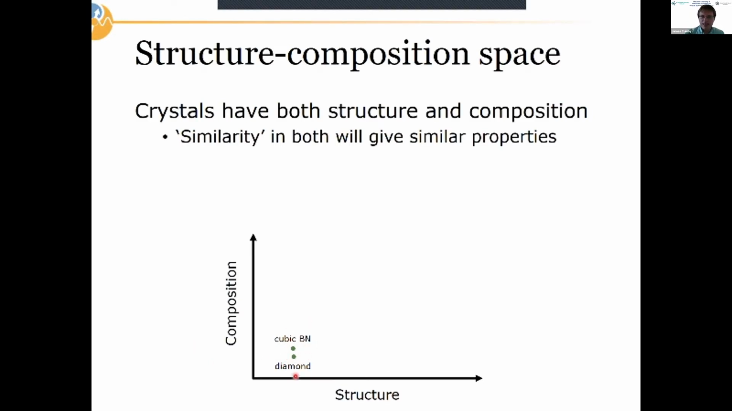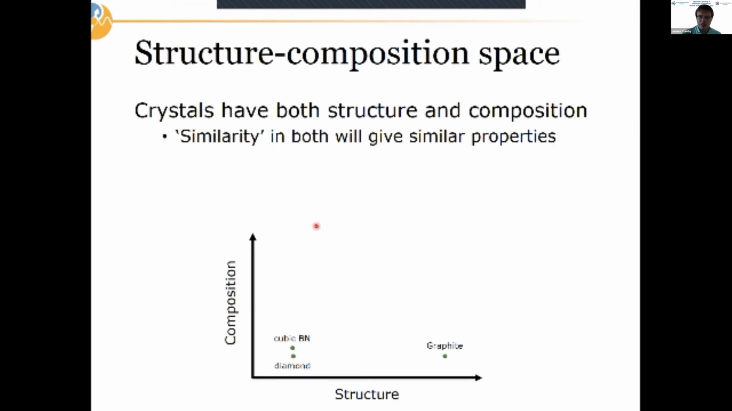So you would expect these two materials to be quite similar in terms of their properties. Conversely, if you think of graphite again, it's got the same composition as diamond, but a very, very different structure. So this is somewhere way out there. And we can think of other examples as well. So rather than changing the structure and keeping the composition the same, what happens if we keep the structure but change the composition? So that would give us something like alpha tin, which could be up here somewhere.